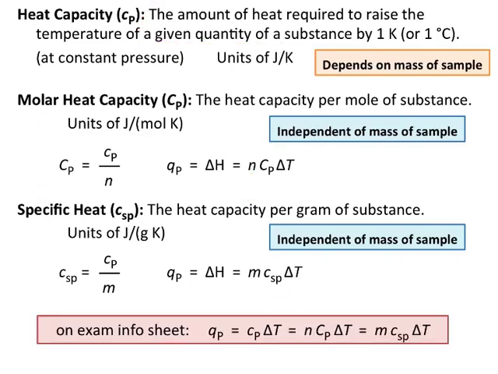Now on the exam info sheet, you'll be given this line, where the heat at constant pressure, which is equal to enthalpy, is equal to the heat capacity times the change in temperature, or the molar heat capacity times the number of moles times the change in temperature, or the specific heat times the mass times the change in temperature. And so to keep these straight, let the units be your guide. If you have a value for something related to heat capacity and it has grams in it, you need to multiply it by grams. So you're using this equation here. If this value contains something about moles, use the one with moles. And if this value is just joules per Kelvin, then just multiply it by delta T and you're set.